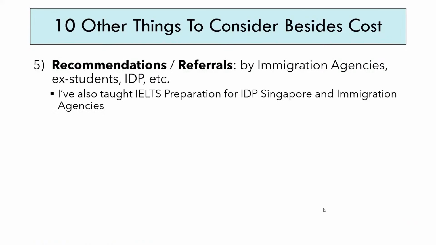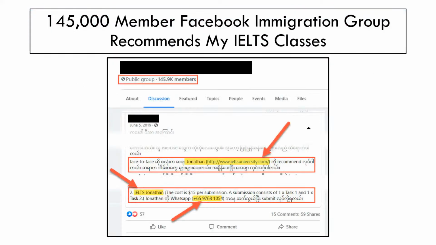I've taught IELTS preparation also for IDP in the past and also for immigration agencies. Now, of course, if you want to know which class to take, always look at the referrals. Do they have recommendations and referrals and ratings from all these organizations, their past students, and so on? For my classes, I've been recommended in a Facebook immigration group, 145,000 members.